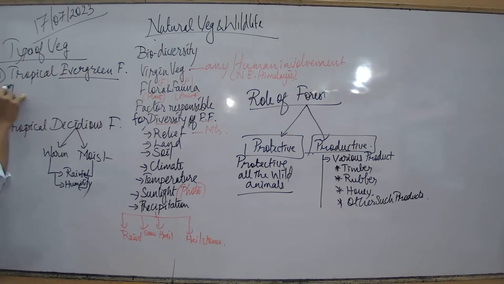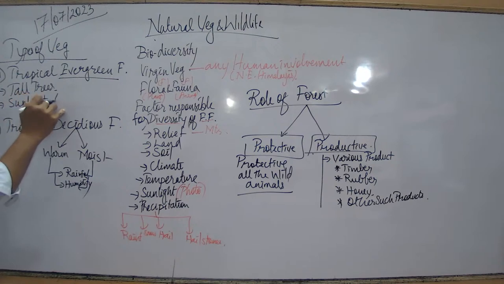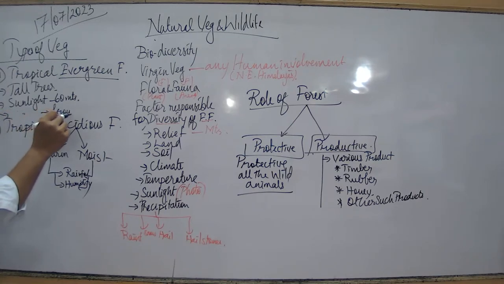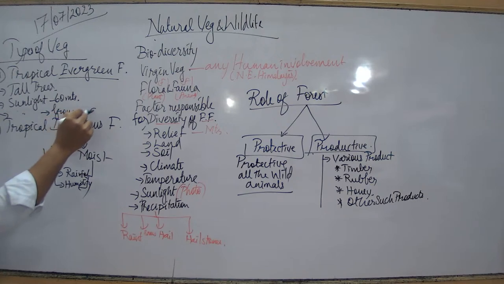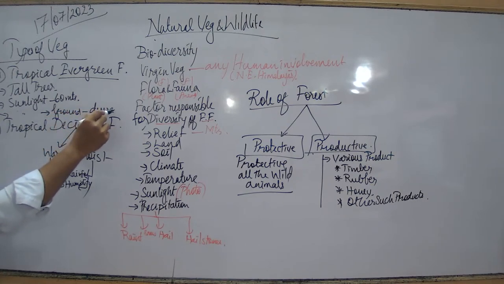The word is evergreen. These are generally tall trees, correct? Because they compete for sunlight. Some are 60 meters high. 60 meters is quite tall. And normally the sunlight does not reach the ground. Why? Because they have dense and thick forest. Understand what is the meaning of dense?